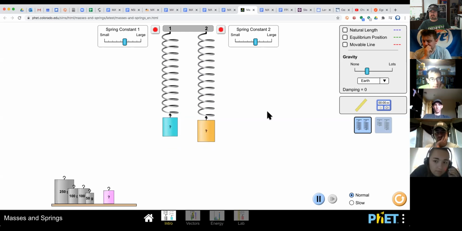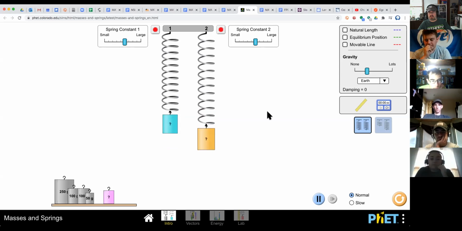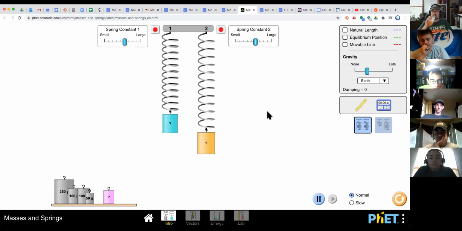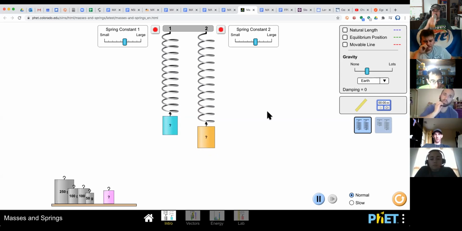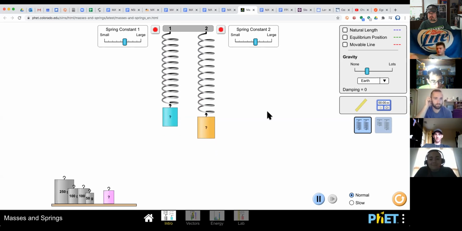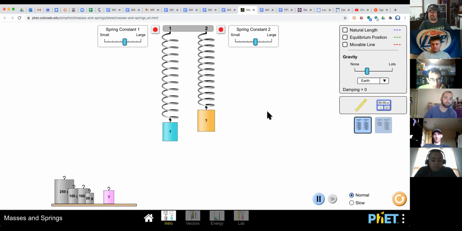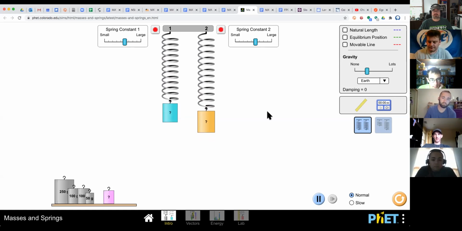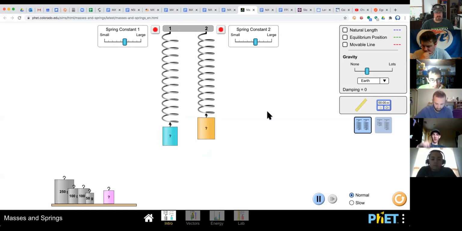Same spring constant. How do I know which one is the bigger mass? The yellow one? The orange one. How can you tell? Orange. Notice I didn't say which one is bigger. I said, how can you tell? It's physically bigger and also has a longer period.